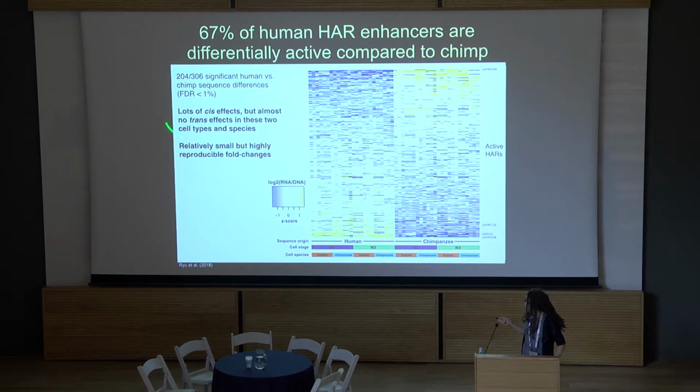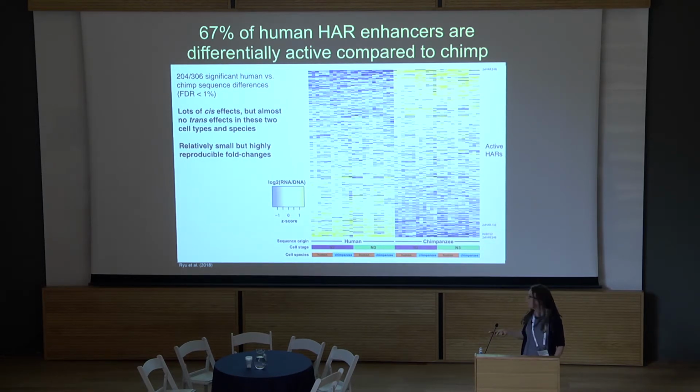So there's a lot of cis effects, almost no trans effects for these cell types. What we have seen, and I'm not showing here, is that when you look at very different cell types or a different species like mouse, we do see trans effects. So it's just that these two species and these two cell types aren't so different from each other.